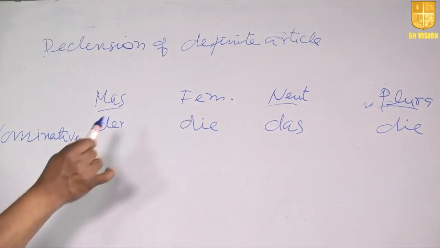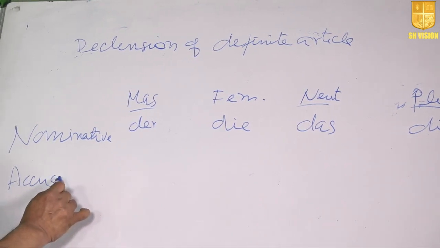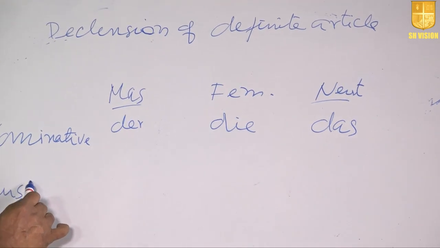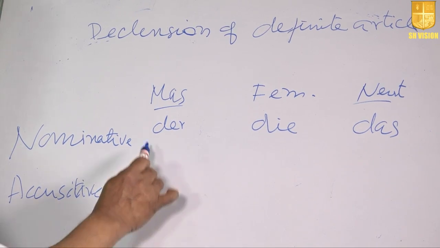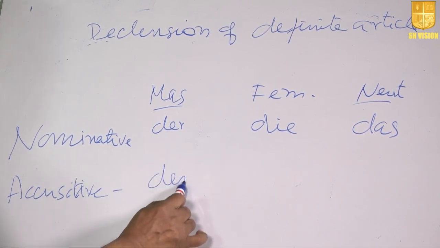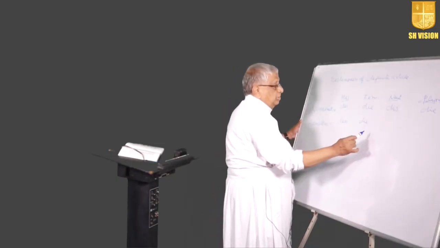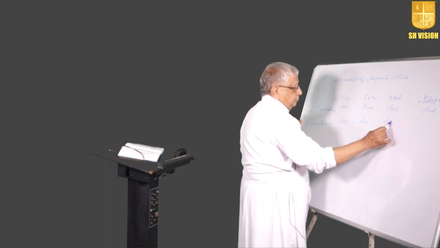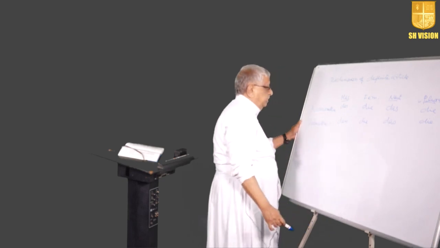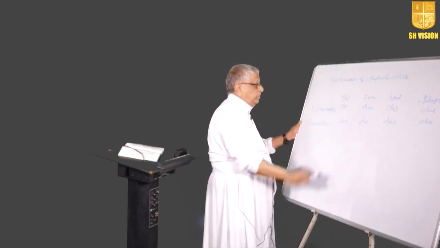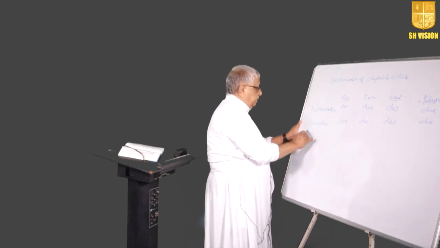Nominative case. Accusative case: masculine is den. Feminine is the same. Neuter is also the same. Plural is also the same. Only the masculine accusative changes.